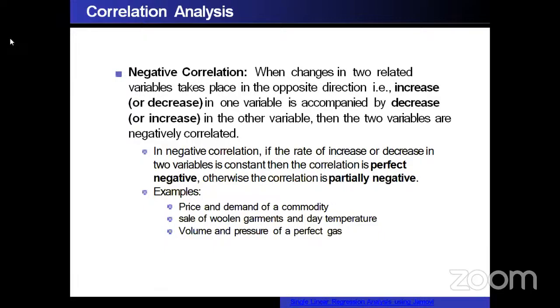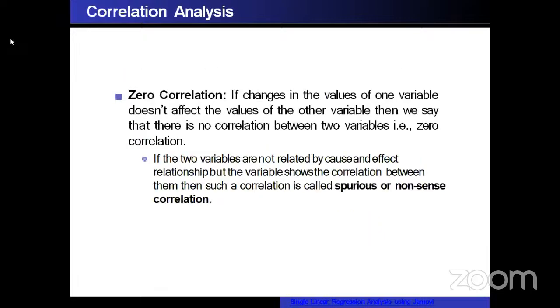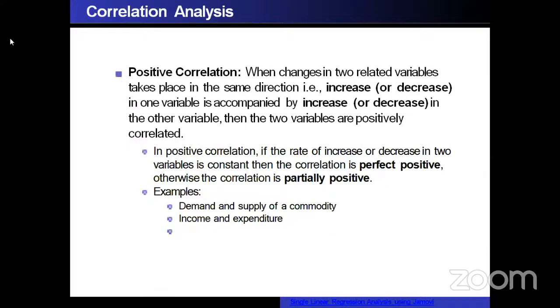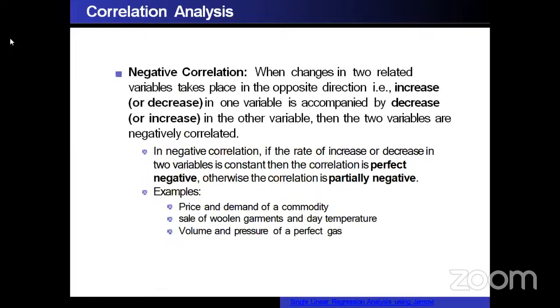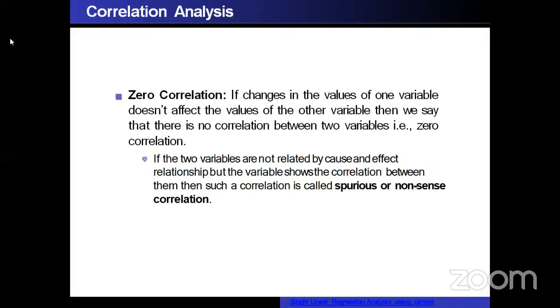Examples are the price and demand of a commodity, sales of woolen garments and day temperature, and volume and pressure of a perfect gas. Zero correlation: if changes in one variable do not affect the values of the other variable, then there is said to be zero correlation. Positive correlation is when an increase means an increase and a decrease means a decrease. Examples are demand and supply of a commodity, and income and expenditure. If changes do not reflect in the other variable, that correlation is called zero correlation.